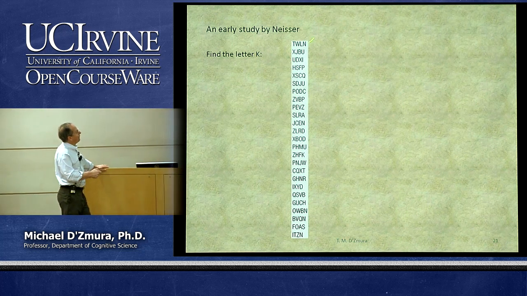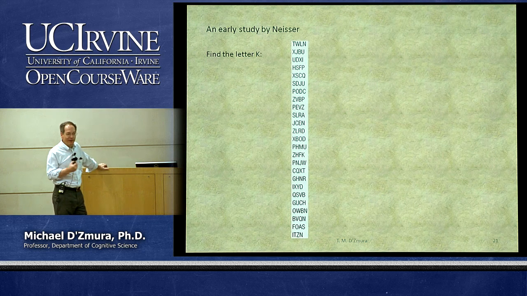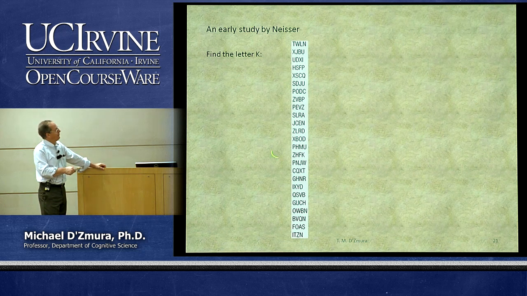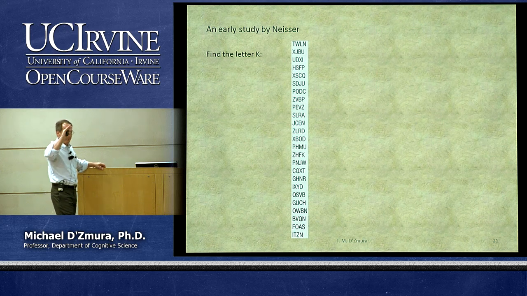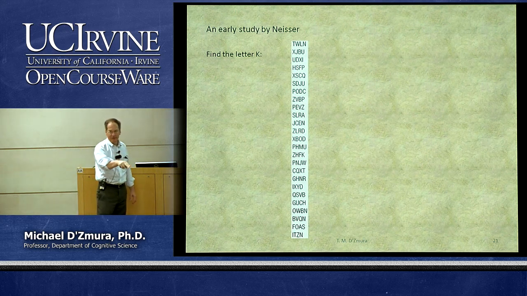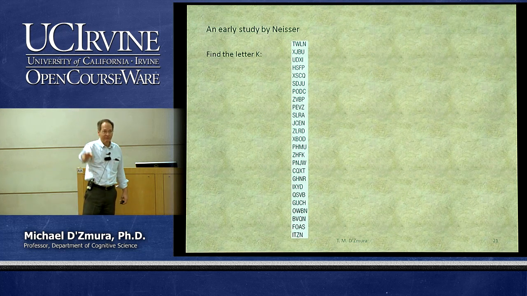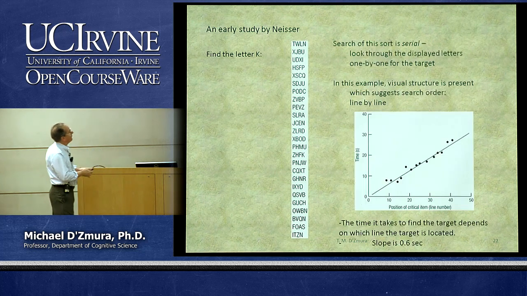If the K were in the first row, it would be found very rapidly. If it were in the bottom row, it would take a long time. But if it were in the middle somewhere, it would take some intermediate amount of time. So if you were to plot how long it takes on average to find the letter K, it's going to increase as the K moves down the list towards the bottom, because most people will start searching at the top and move their way down towards the bottom.